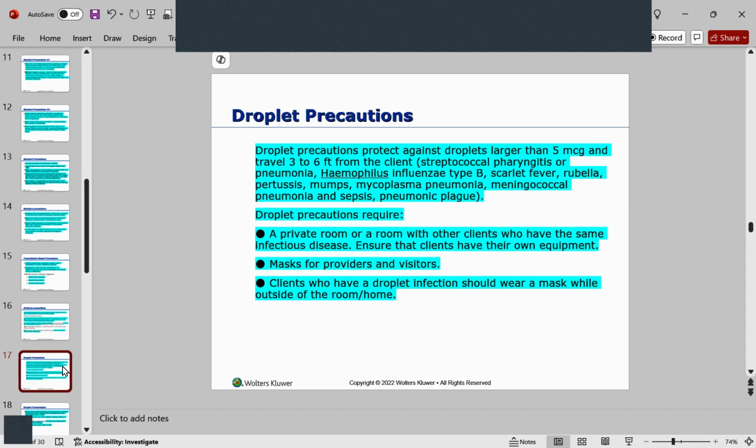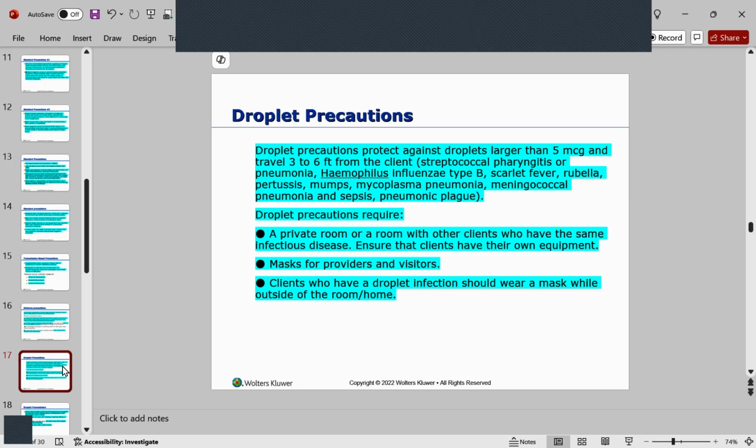Okay, so to make it less likely for them to spread the illness. Okay, that's airborne. Now, droplet is kind of a step below that. So anything that's respiratory, that's not MTV, is usually droplet. Streptococcal pharyngitis, pneumonia, Haemophilus influenza B, scarlet fever, rubella, pertussis, the mumps, different types of pneumonia, sepsis, and pneumonic plague. These are droplet.